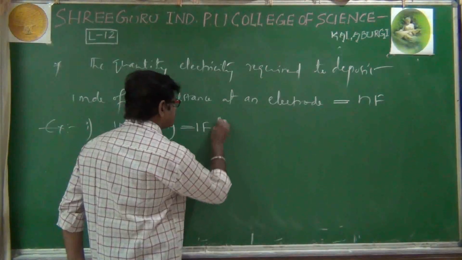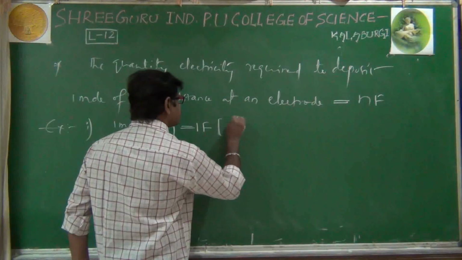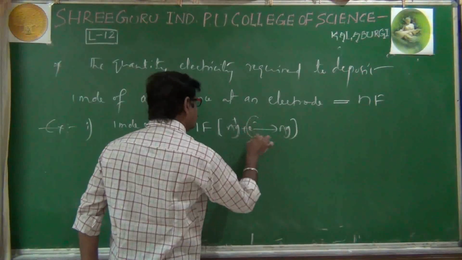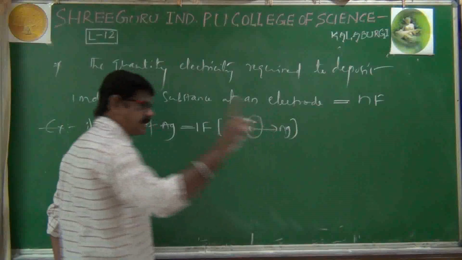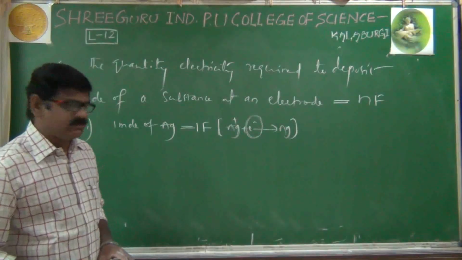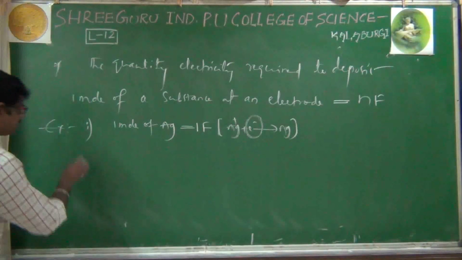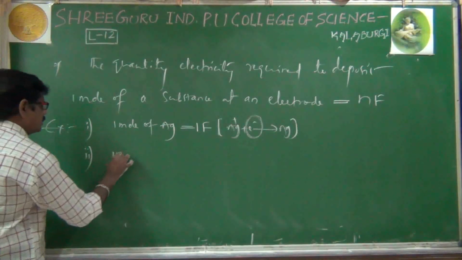For clarity, we will write it like this: Ag plus, by taking an electron, is converted to silver. Here how many moles of electrons are involved? Only 1 mole of electron is involved. That's why in place of n we have to substitute 1. That's it.